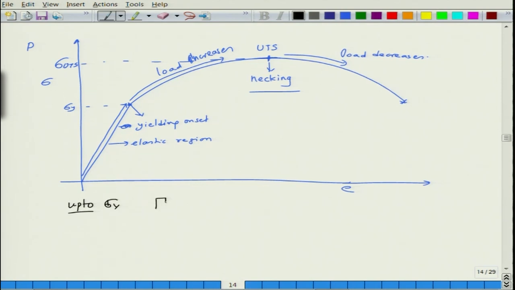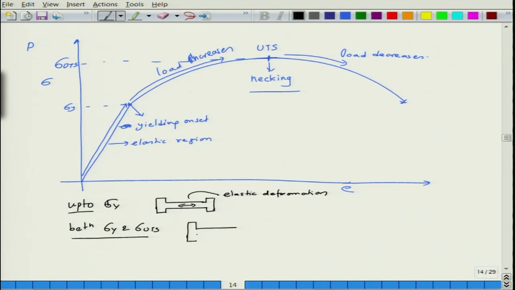you have a specimen like this, which is stretched, so you have elastic deformation. Between sigma y and sigma UTS, the sample is deformed, it has become thinner and it has become longer. So you can say L increases, A decreases, and you have some strain. Most of the strain here is plastic or permanent, and the area reduction happens fairly uniformly across the whole length.